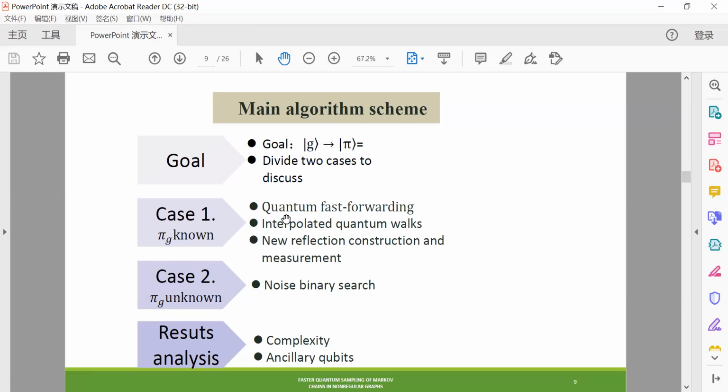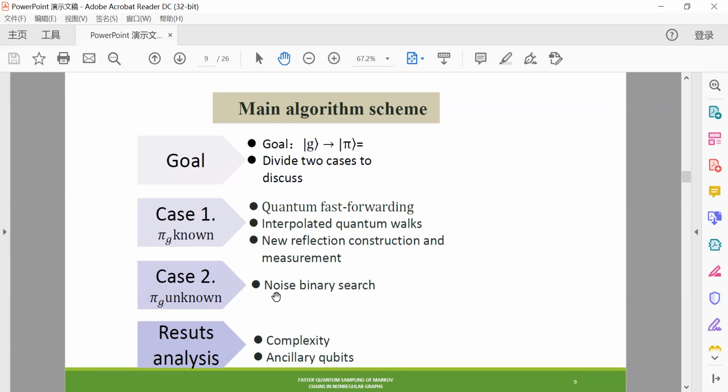In case one, we use two techniques. One is quantum fast forwarding, and the other is interpolated quantum walks. In this process, we get a byproduct: we construct a new reflection operator to do measurement. In case two, when pi_g is unknown, we first need to estimate the value of pi_g, and then we can reduce it to case one.